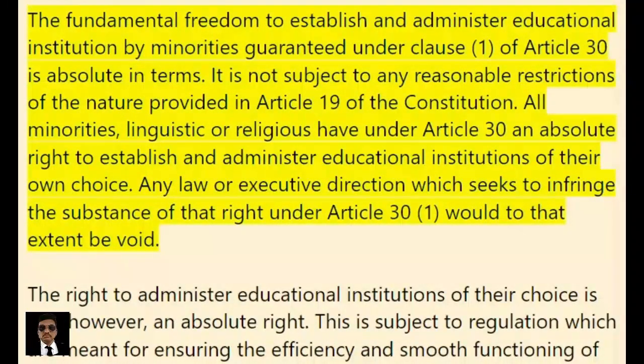The fundamental freedom to establish and administer educational institutions by minorities guaranteed under Clause 1 of Article 30 is absolute in terms. It is not subject to any reasonable restrictions of the nature provided in Article 19 of the Constitution. All minorities, linguistic or religious, have under Article 30 an absolute right to establish and administer educational institutions of their own choice. Any law or executive direction which seeks to infringe the substance of that right under Article 30(1) would to that extent be void.